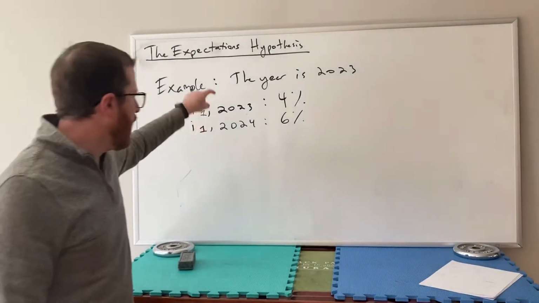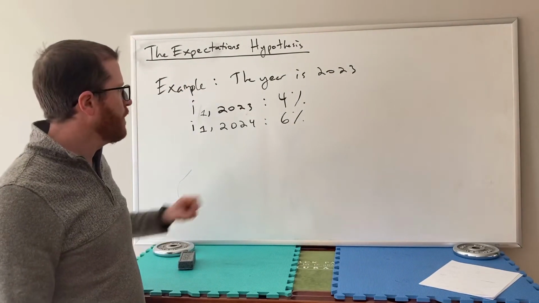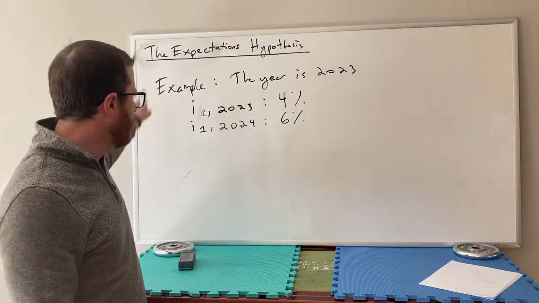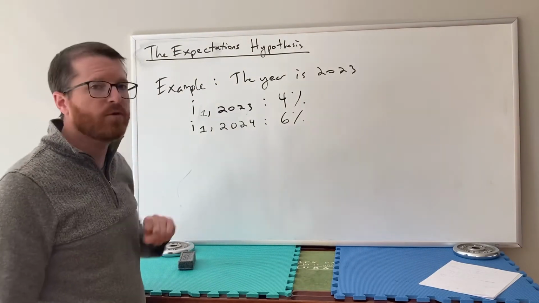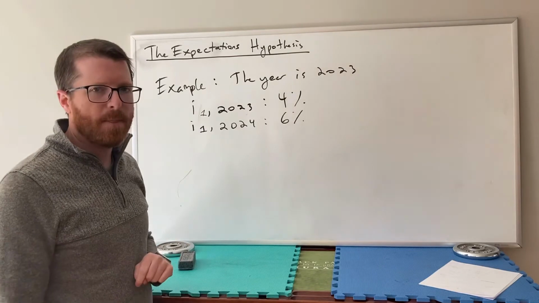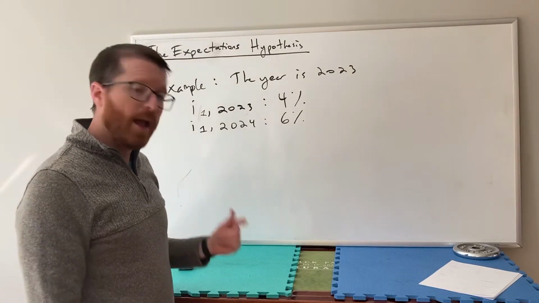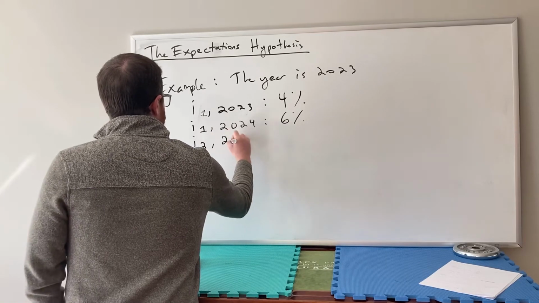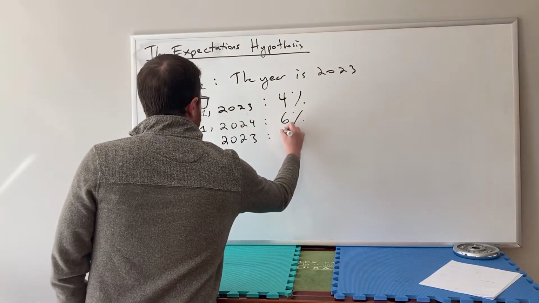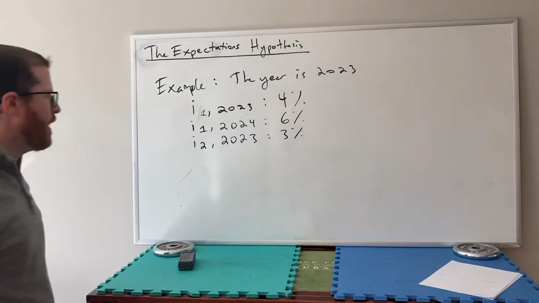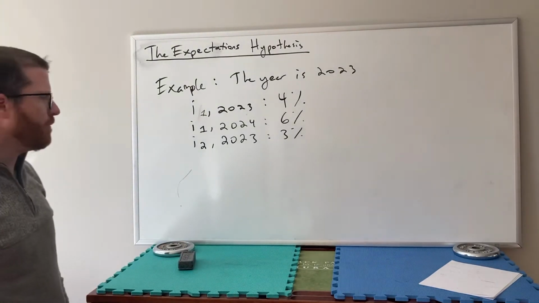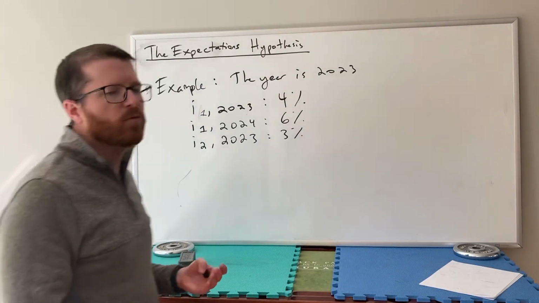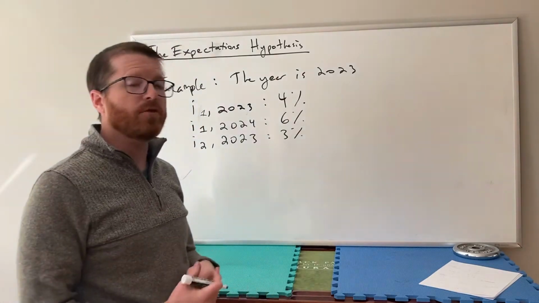So we know that a bond today in 2023 pays 4%, and we know that a one-year bond in 2024 pays 6%, okay? And also, we have the option of getting a two-year bond today. So in 2023, we could buy a two-year bond for 3%. All right? So the reason this is relevant is you can kind of think of a couple of different choices.